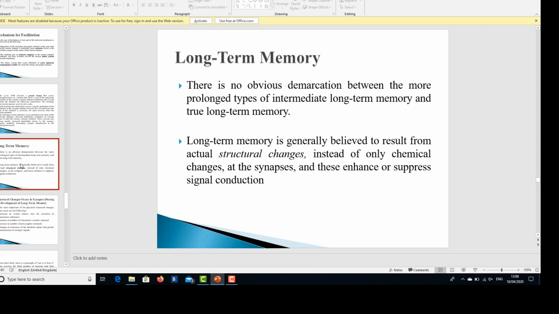Long-term memory. There is no obvious demarcation between the more prolonged types of intermediate long-term memory and true long-term memory. Long-term memory is generally believed to result from actual structural changes instead of only chemical changes at the synapses, and these enhance or suppress the signal conduction.